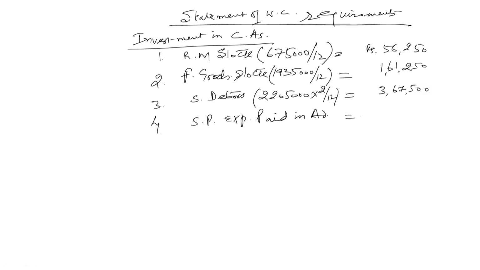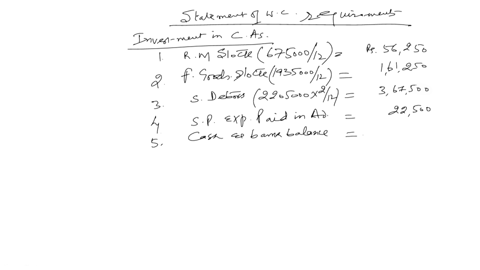Total is 90,000 given in the problem. So we are taking it for 1 quarter, and that works out as how much? 22,500. And we will go for the fifth requirement, that is the cash and bank balance, which we will calculate after we calculate the current liabilities level.